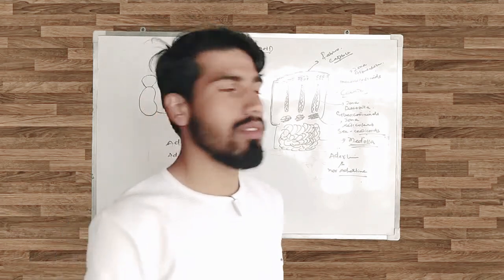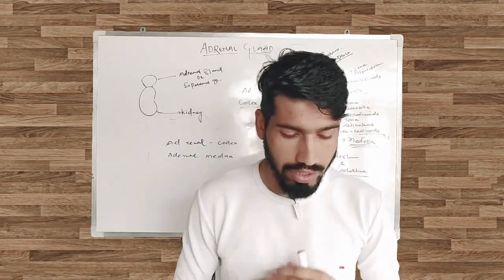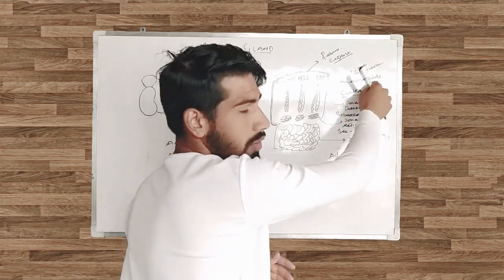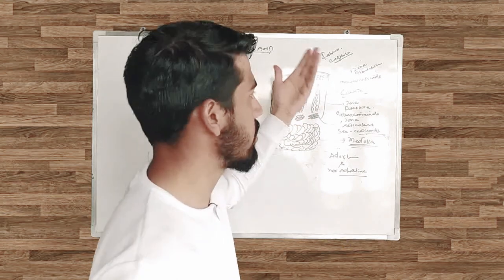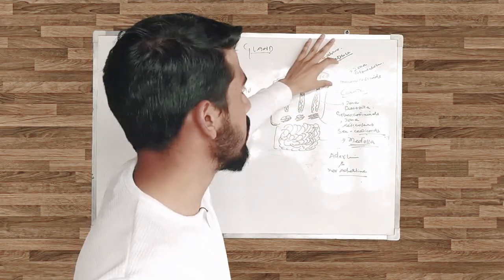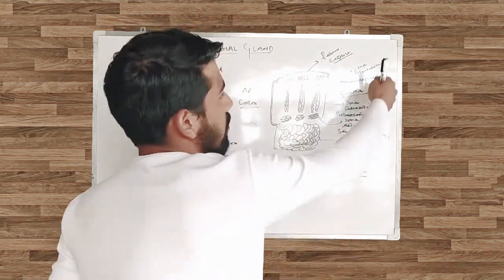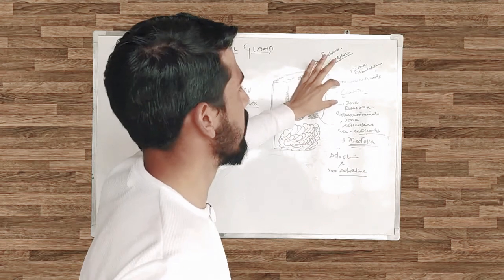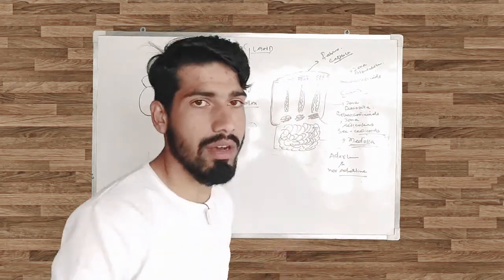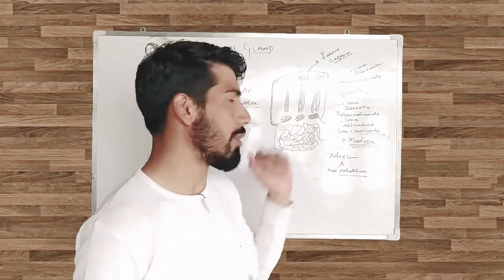So that was the structure of the adrenal gland. In the next video we talk about the zona glomerulosa one by one: what it is and how it releases mineralocorticoids, and how the zona fasciculata releases glucocorticoid hormones. So in the next video we talk about these things.